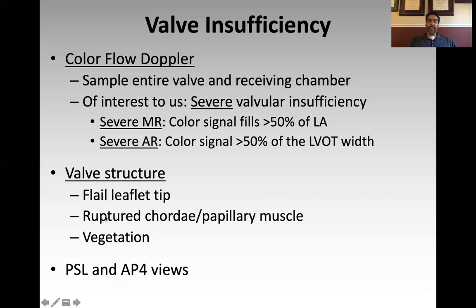Okay. The best views to assess these things are your parasternal long for the mitral and aortic valves, and the apical 4 and 5 chambers for the mitral and aortic valves.